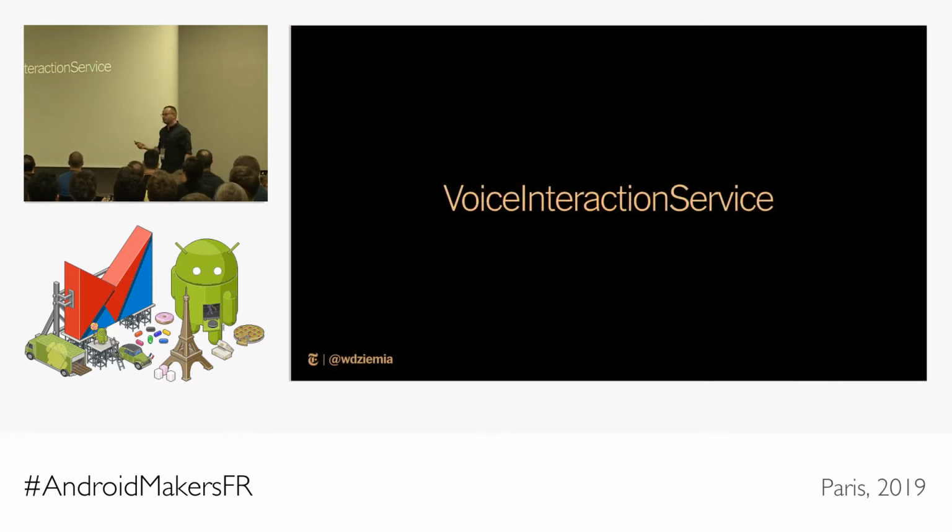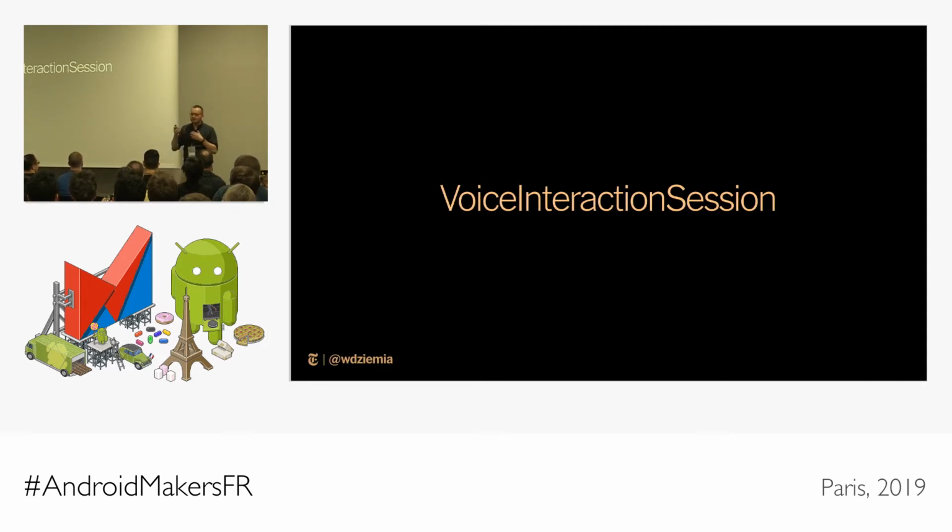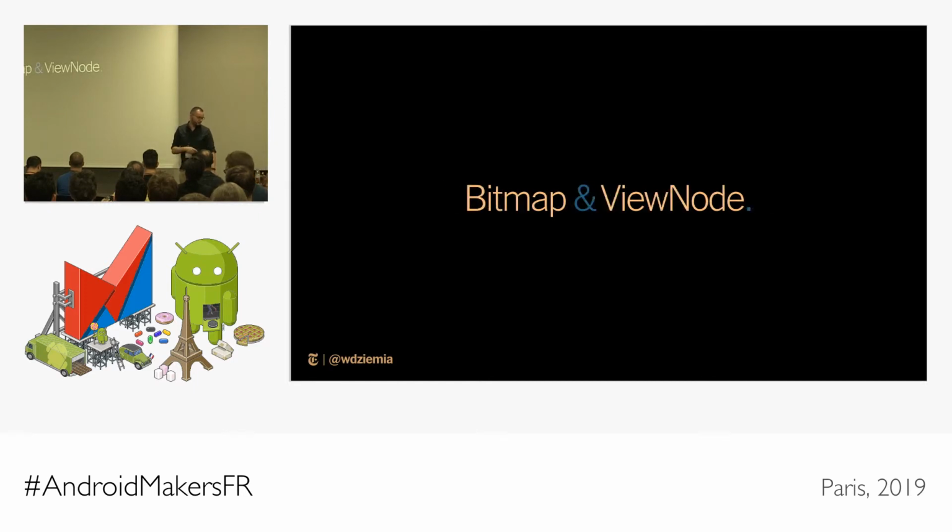Well, you have this voice interaction service, which kind of spools up when you long press on the home button, and then you have this voice interaction session, right? And that session has some lifecycle methods. It has methods for returning a view, which in Google Assistant's case is the bottom sheet. In my case, it's just like a view that I draw on. And then it has these two methods that I'll show shortly. But those two methods return a bitmap and a view node, which I'll explain.